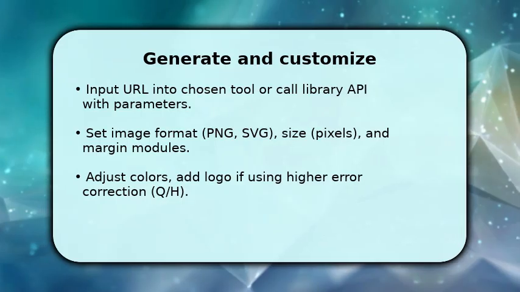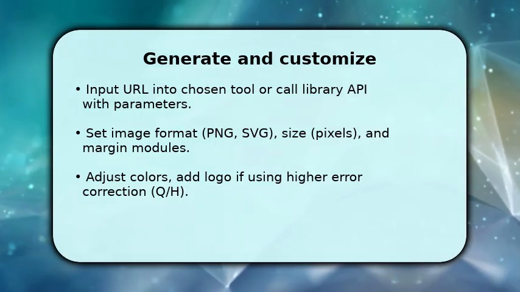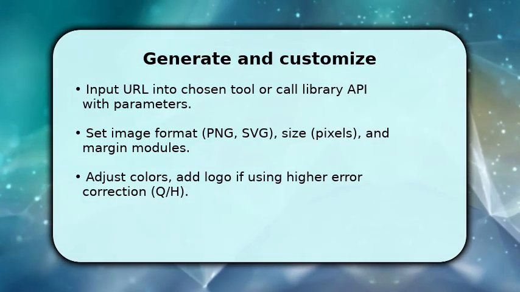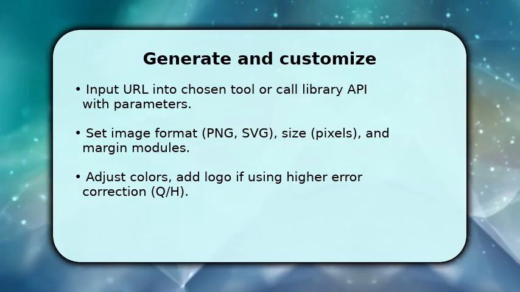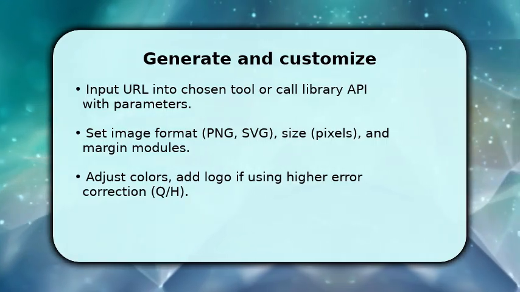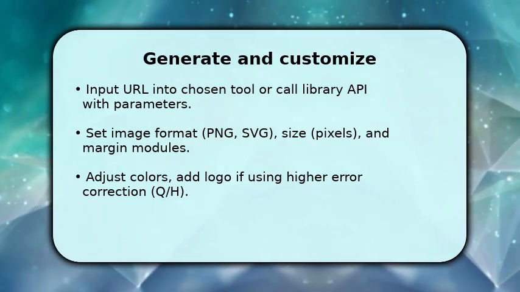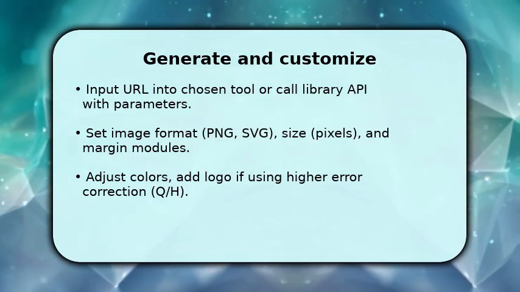Once done, pick foreground/background colors, and if you want a logo overlay, increase error correction to Q or H so scanning still works. Make sure the generated preview looks good. Test contrast in the quiet zone before exporting the final file.